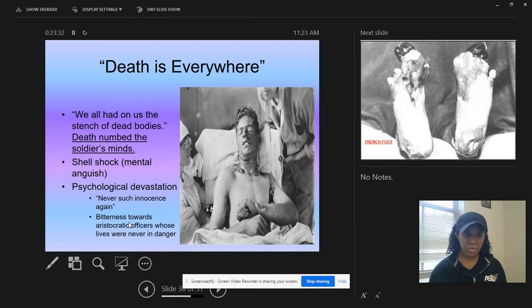And here is just a quote from a soldier. He was saying that we all had the stench of dead bodies on us. A lot of the soldiers thought about death a lot. And there was the introduction of shell shock, or what we know as PTSD, a psychological devastation where, even if these people did survive, they had memories, or something psychologically happening to them that is changing them.